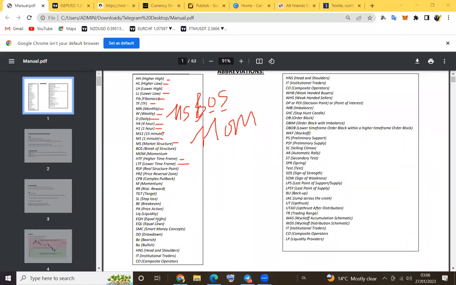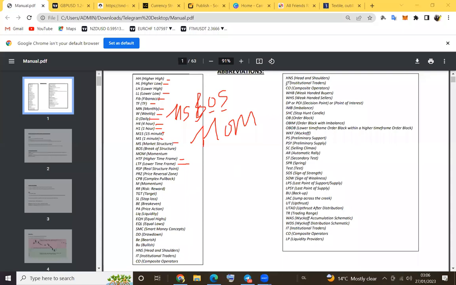EQH means equal highs. EQL means equal lows. SMC means smart money concept. DD means drawdown. BE can also be bearish. BU is bullish. HNS means head and shoulders pattern.